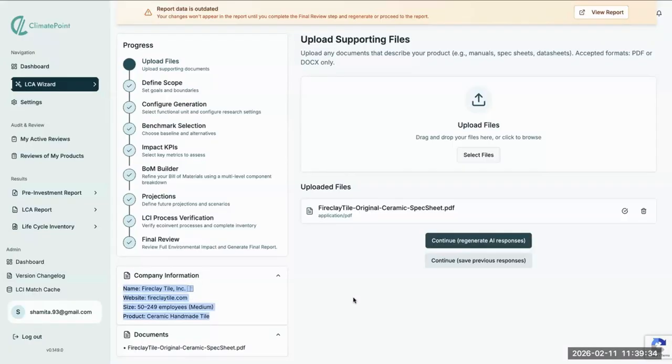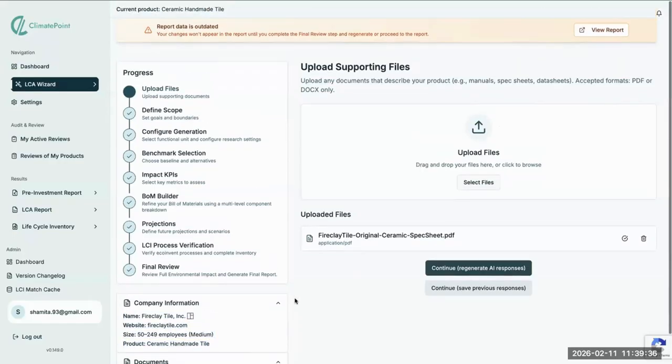Today, we're going to be looking at fire clay tile. And you start with uploading just a spec sheet.